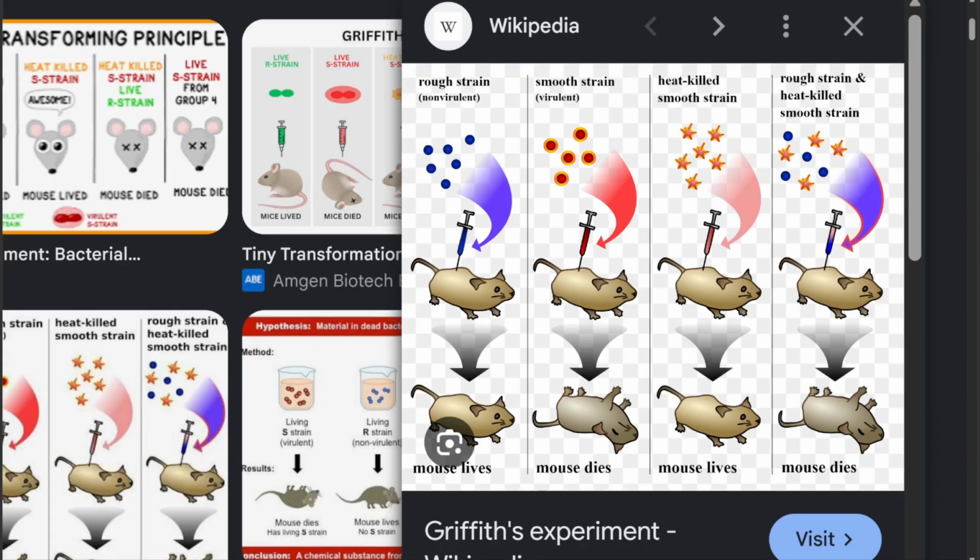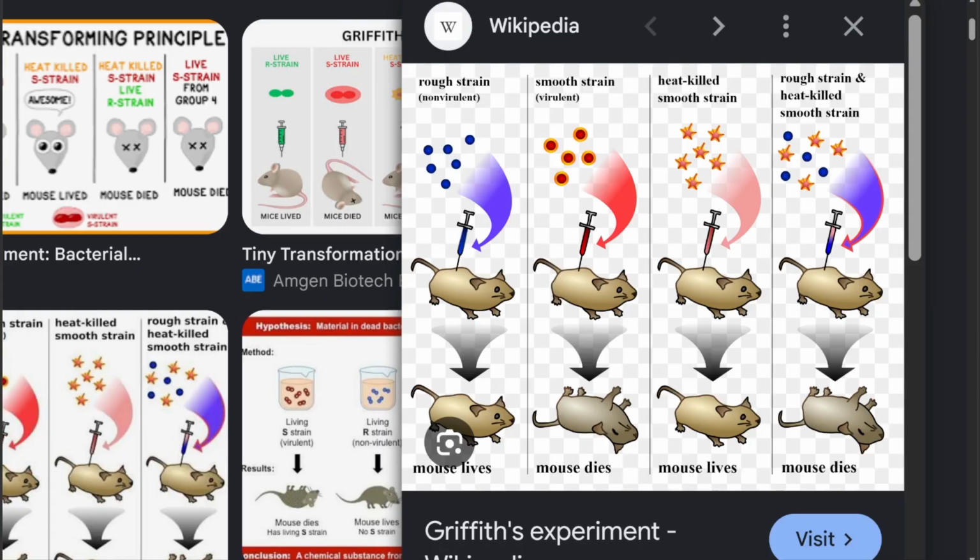What he found is that the mouse lived, but when he mixed harmless R bacteria with the dead S bacteria, the mouse died. So this mixing with the dead S bacteria still killed the mouse. The takeaway is that something from the deadly bacteria, he didn't know exactly what, passed into the harmless bacteria, the rough strain that was supposed to be non-virulent, and gave it the ability to be deadly. As you can see here, the mouse died. And he called this mysterious passing of traits transformation.